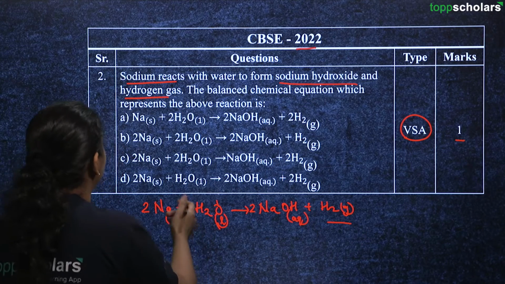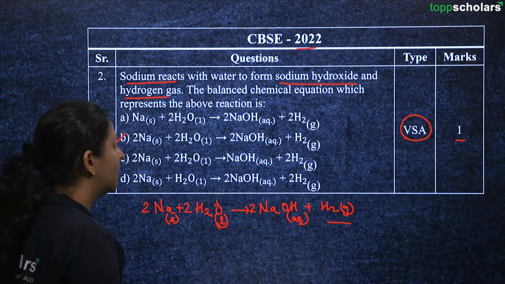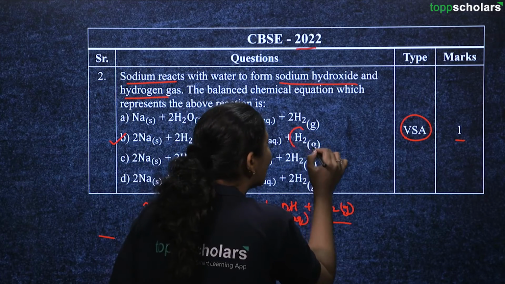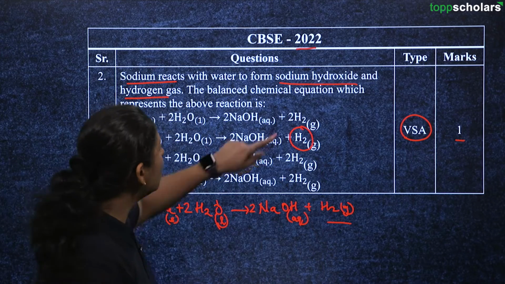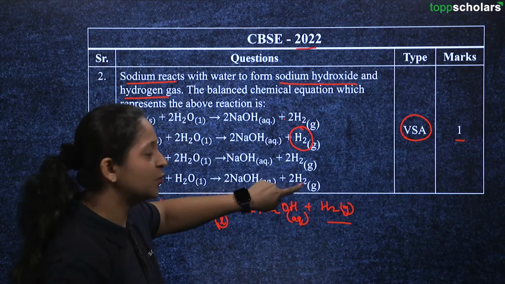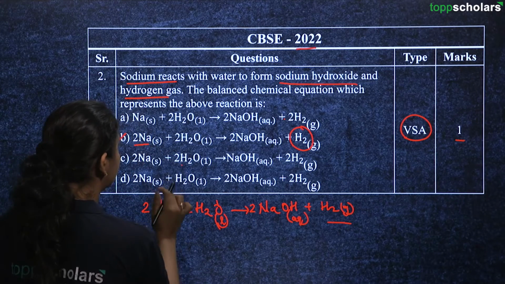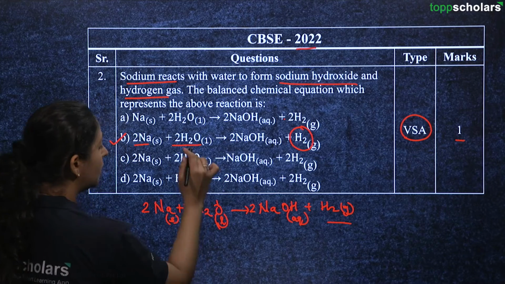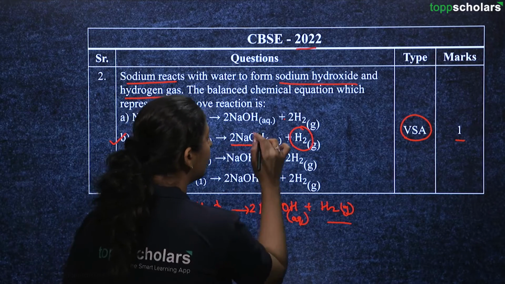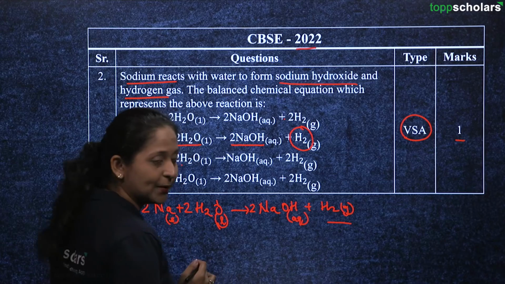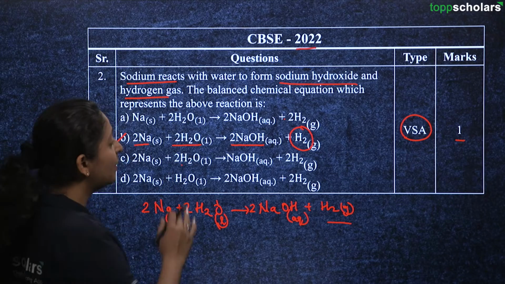By looking at the options, students, you can directly mark this one. Why? Because only this option has H2. The rest of the options show 2H2 gas, correct? So let's compare. You have 2 sodium in the solid state, 2 water in the liquid state, 2 sodium hydroxide in the aqueous state. So your final answer would be option B.